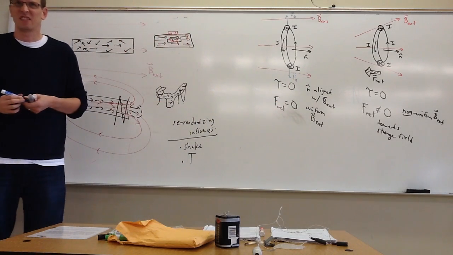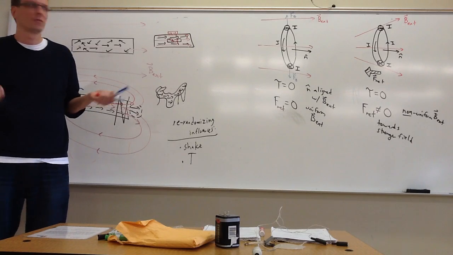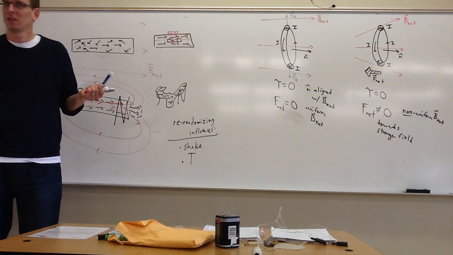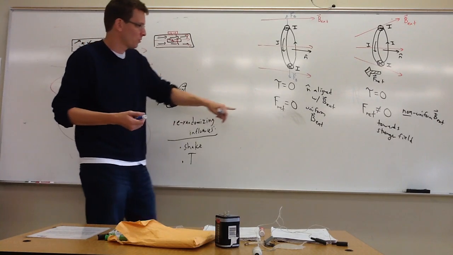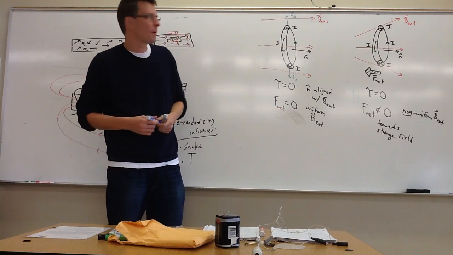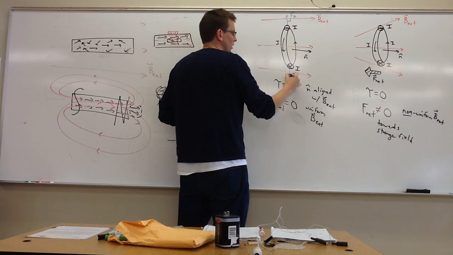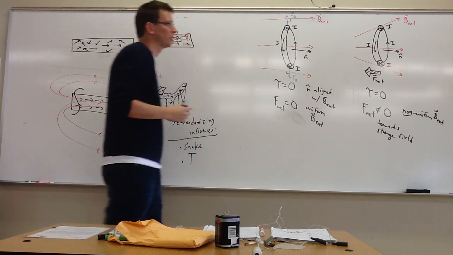Okay, so looking at that, is there a net force? No, no net force. So we knew that. It was easy to remember, right? No net force when you're in a uniform field. The force, remember, comes out perpendicular to both, right? So the force is perpendicular to the magnetic field.